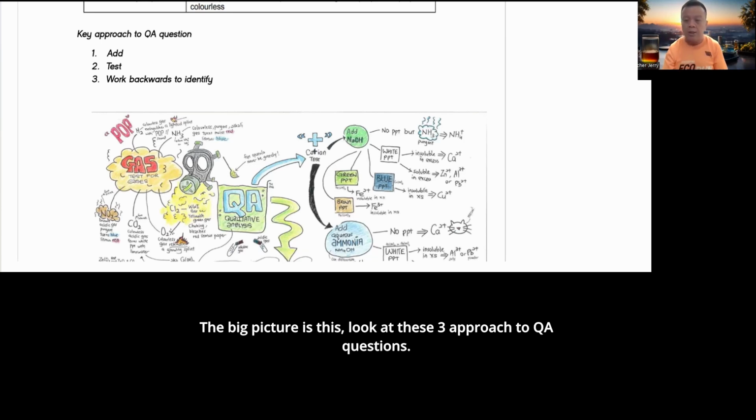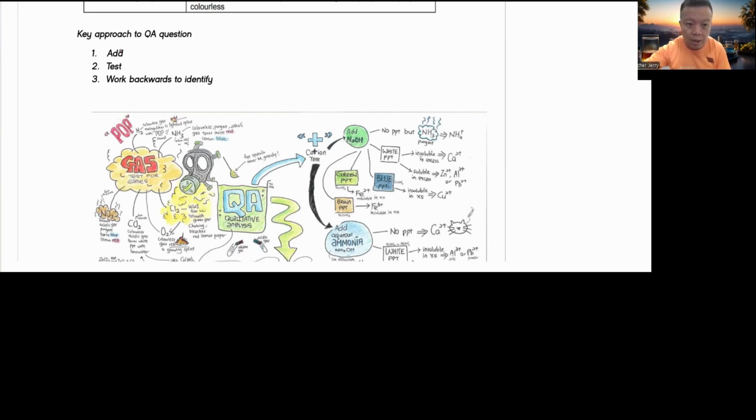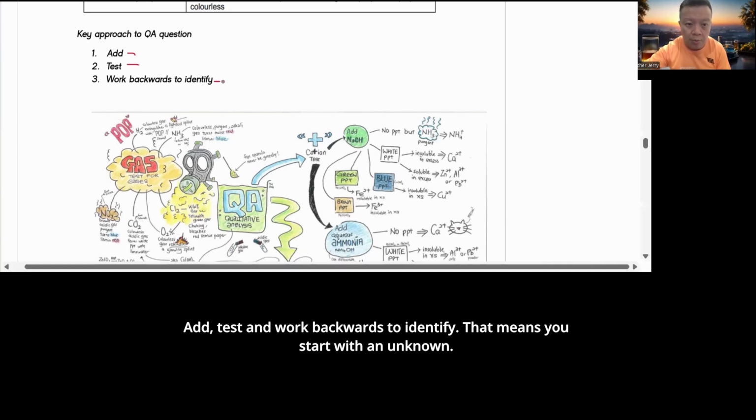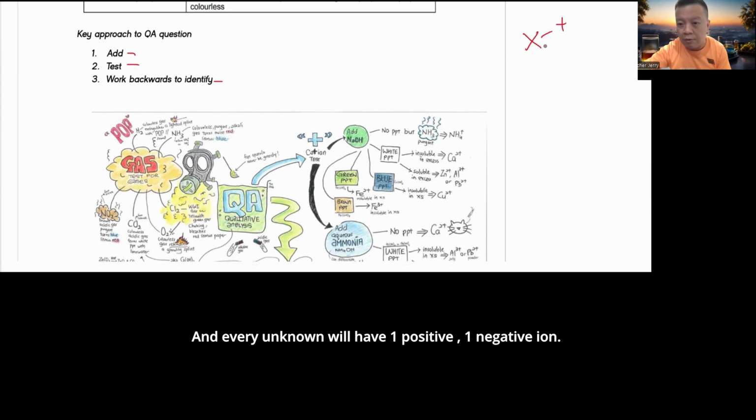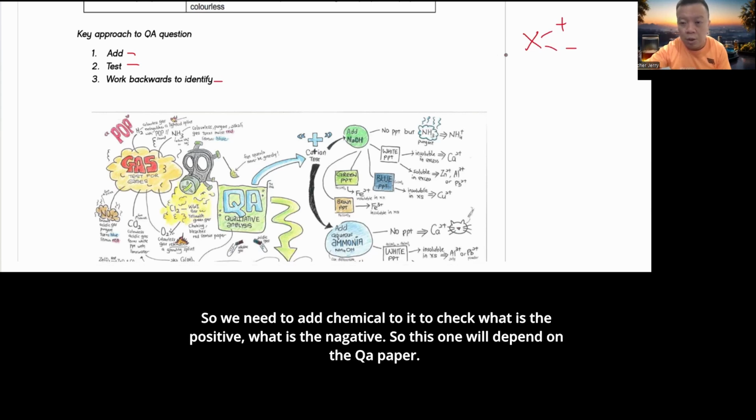The big picture is this. Look at these three approaches to a QA question: act, test, and then you work backwards. That means you start with an unknown, and every unknown will have one positive or one negative ion. So we need to add chemicals to it to check what is the positive and what is the negative. This will depend on the QA table.